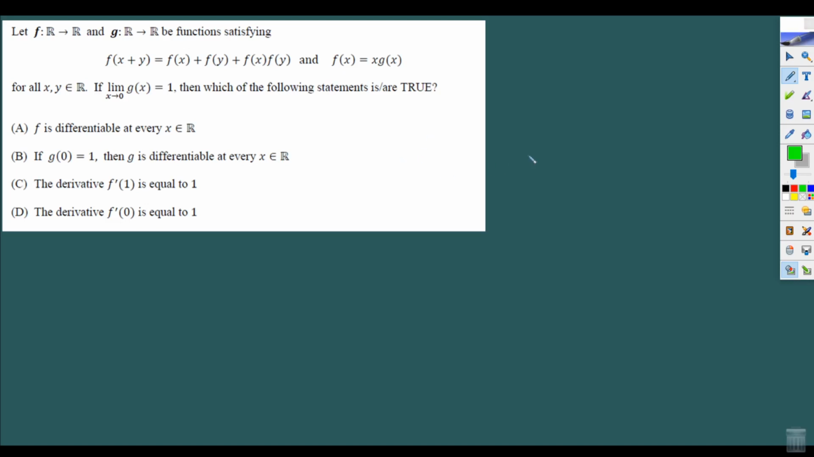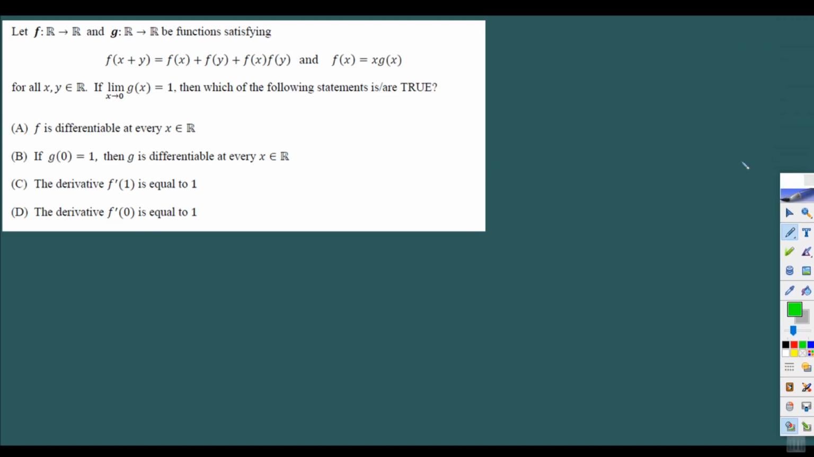Yet another question of JEE 2020. The question is about a functional equation, f from R to R and g from R to R, satisfying these two equations. If I look at the first functional equation, f of x plus y is equal to f of x plus f of y plus f of x into f of y.